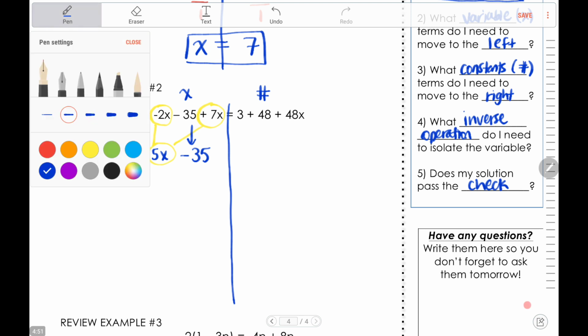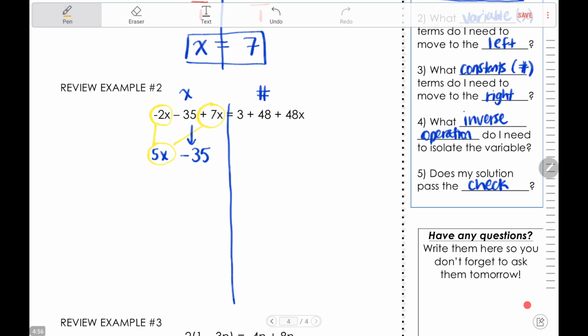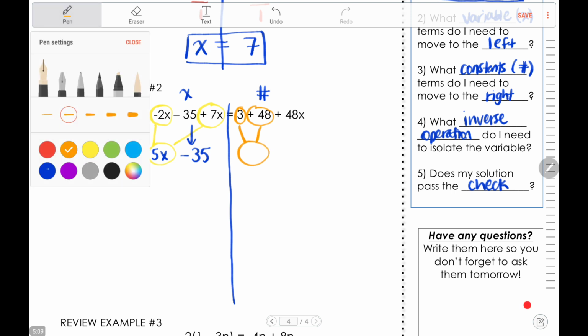Great. Let's look on the right-hand side. It looks like there's also a lot of terms here, and there are some like terms. There's the constants, 3 and positive 48. When we combine the two of them, 3 plus 48, that gives us 51.